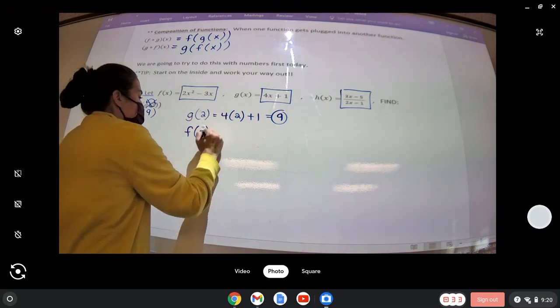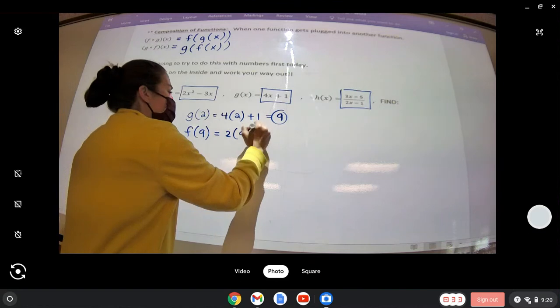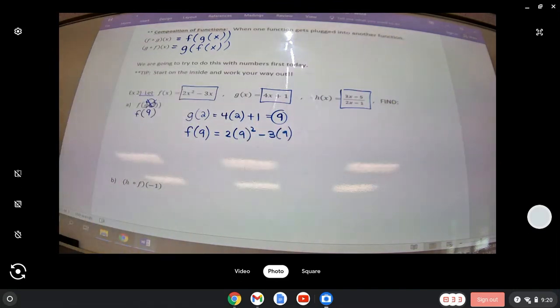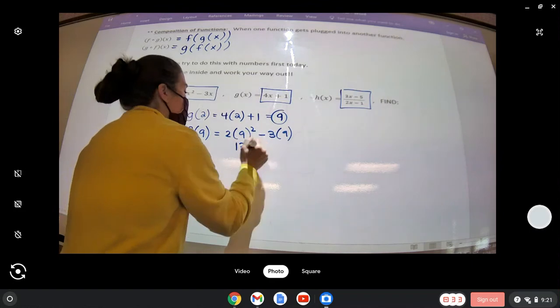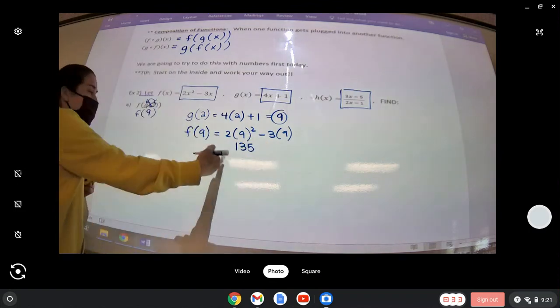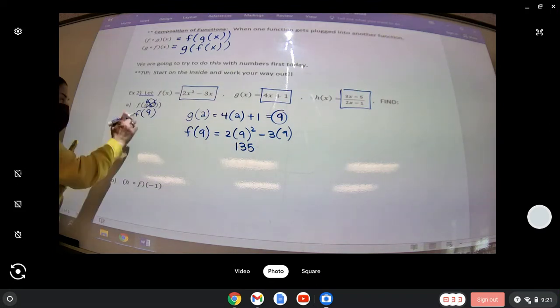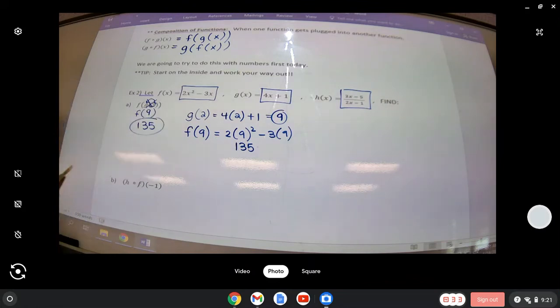So f of 9. All right, here's function f. That's going to be 2 times 9 squared minus 3 times 9. I'm getting my calculator for this one. I don't want to mess it up. 2 times 9 squared minus 3 times 9. And you should get 135. So now 135 came out of function f. But since there's no other function to go towards, your last answer is f of 9, which was 135. And you're done.